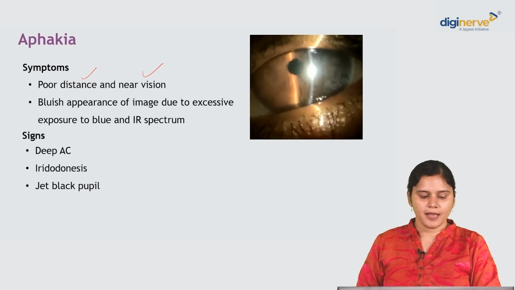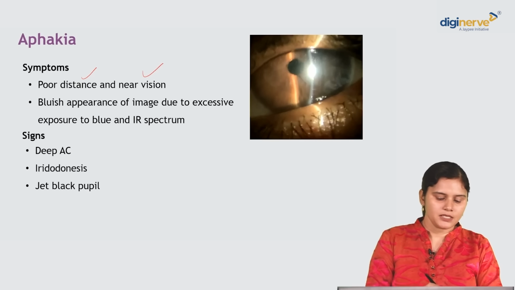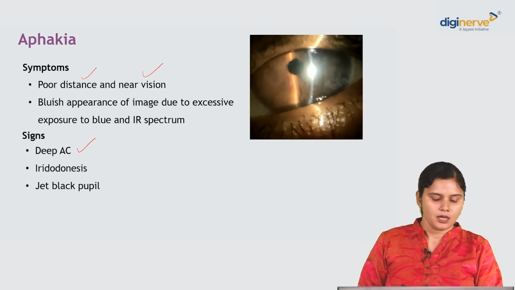There is bluish image appearance because of the absence of lens, because blue and infrared spectrum is able to enter the eye more because of absence of the lens. There is a very deep anterior chamber. There is iridodonesis and jet black pupil.